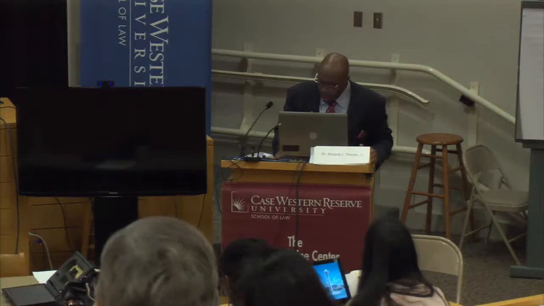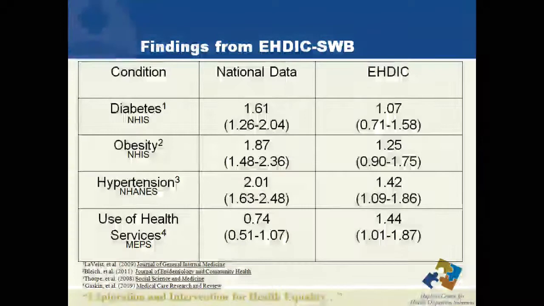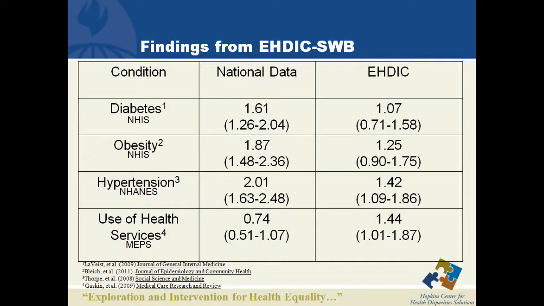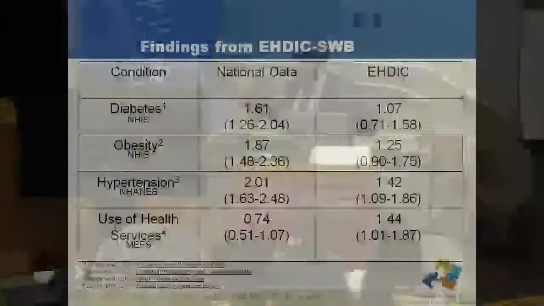We asked them several questions and then ran data analysis on several different health outcomes. We asked the same questions that the National Health Interview Survey asked, to facilitate comparison. Here is the data for the national data, and here is the data for our study in Southwest Baltimore. These are the black-white differences in the odds of reporting these conditions. If one is included in the confidence interval, that means it's not significant, and blacks and whites have the same odds of reporting the health outcome.